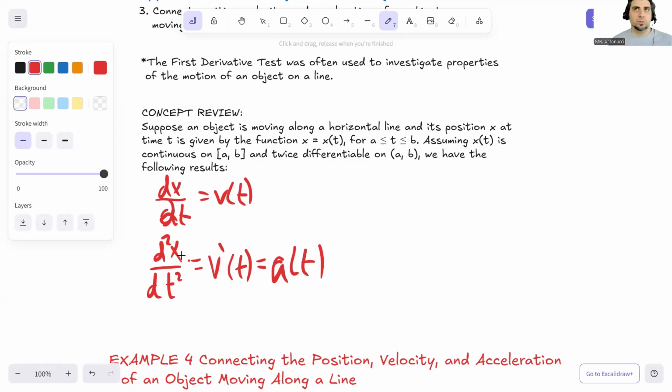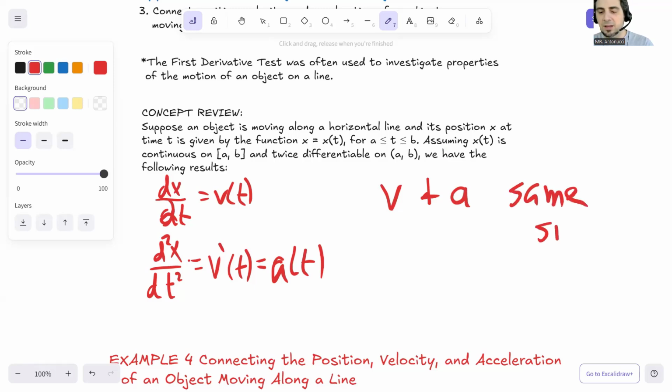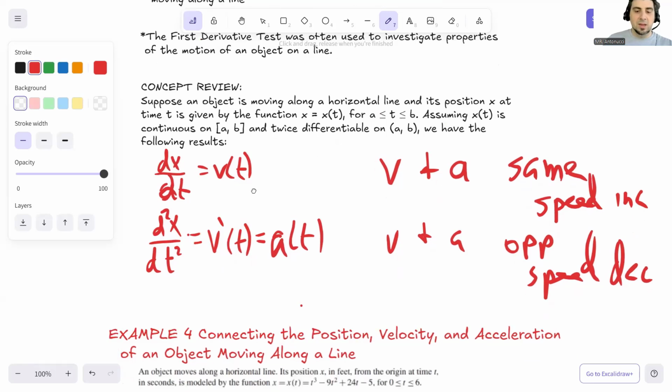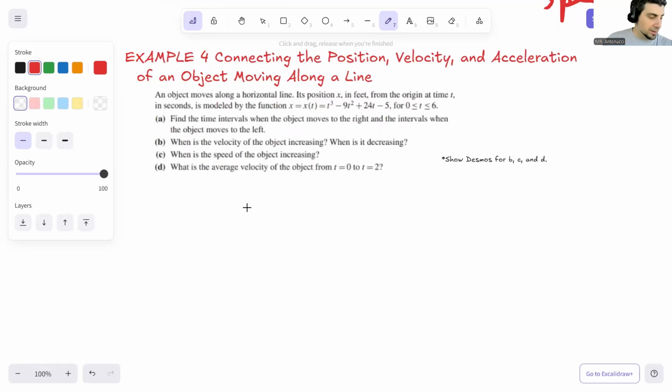But here's the thing that kind of throws a wrench in this, when we talk about speed, because oftentimes you'll have a question asking, is the speed increasing or decreasing? Okay, so if velocity and acceleration have the same sign, speed is increasing. In other words, if they're both positive or both negative. If velocity and acceleration have opposite signs, then speed is decreasing. Okay, so that means if velocity is positive and acceleration is negative, or velocity is negative and acceleration is positive, then the speed's going to be decreasing. Just a real quick way of how to do that.